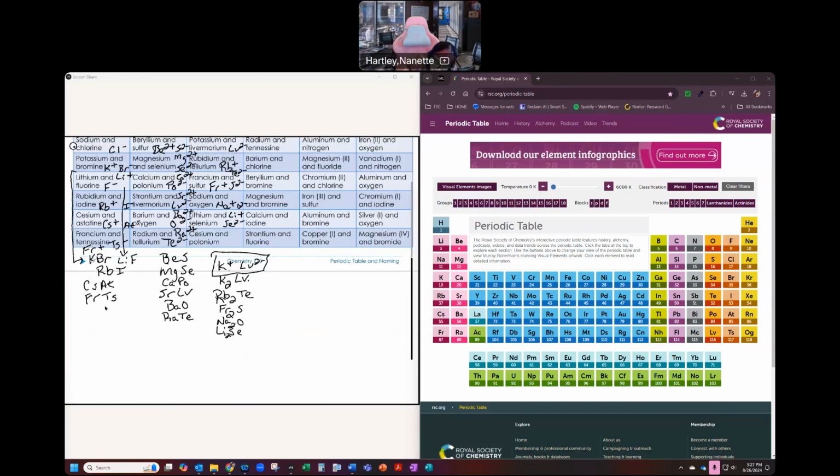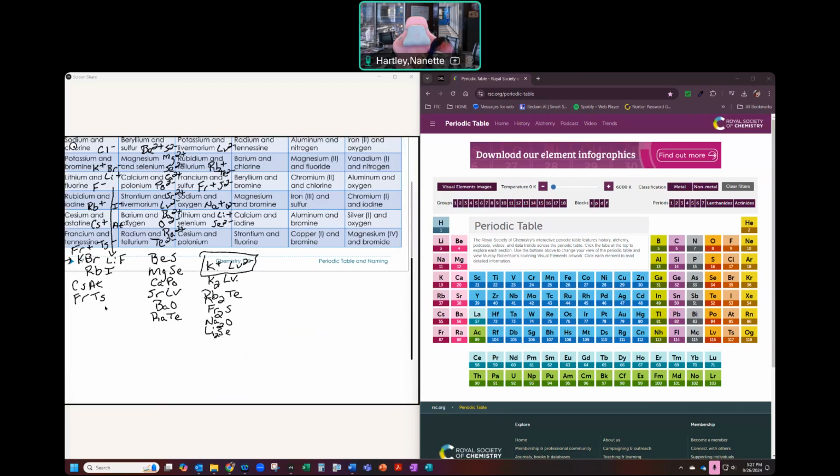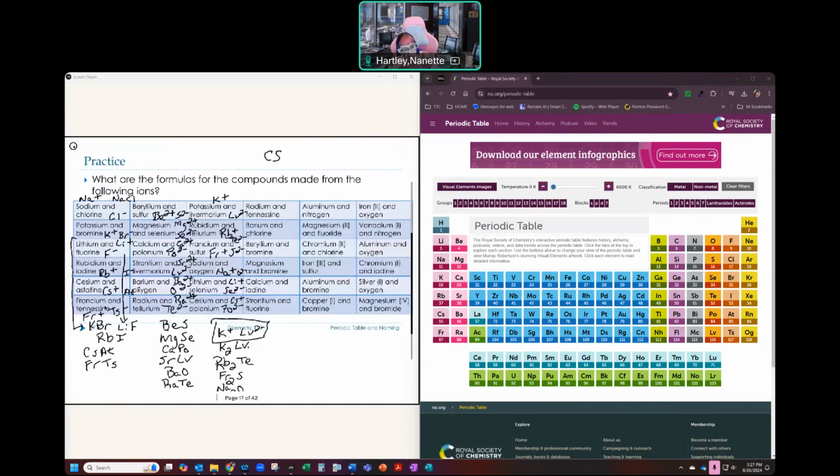Okay. And then we have cesium, and we found cesium. He's right here. He's a Cs+. And then we have our polonium. We found polonium right there. He's 2-. So Cs2Po. Okay. All right. Let's zoom out a little bit. Sorry, I moved this in a weird way. Need to go back. There we go.